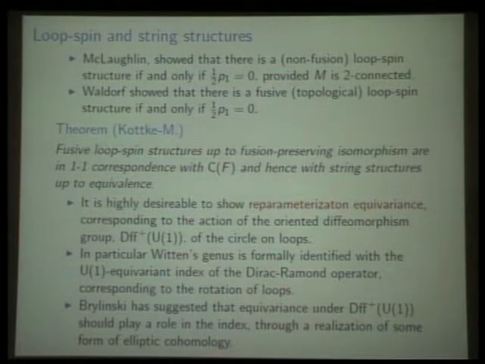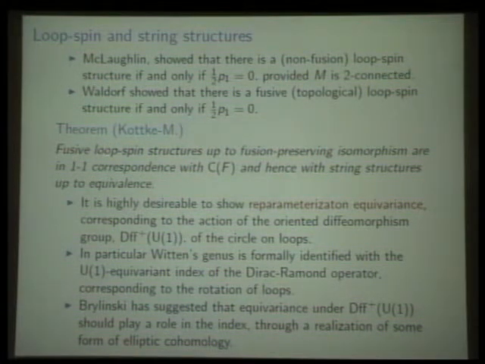We don't really know. Okay, so there's an obvious notion of fusion preserving isomorphism, and these are in one-to-one correspondence with the same class of three-dimensional cohomology classes as the spin structures. So this says that fusive loop spin structures up to obvious isomorphism are in one-to-one correspondence with string structures on the manifold. And so the idea, therefore, is that you can, in fact, do analysis on this.